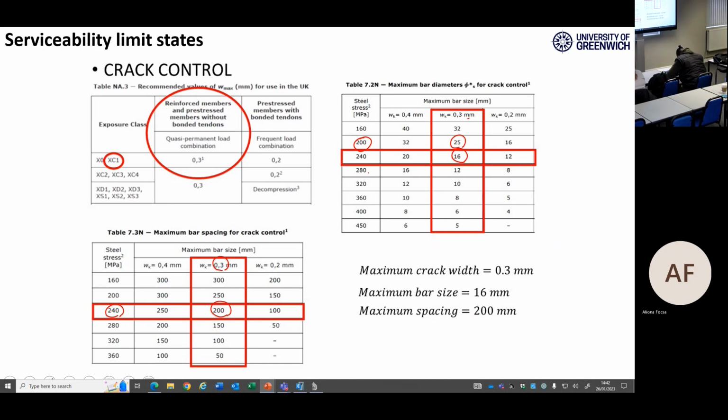Any question here? For example, in this case shown here, we have the crack width 0.3 millimeter, the maximum bar size, which should be 16 millimeter, and the maximum spacing should be 200 millimeter.